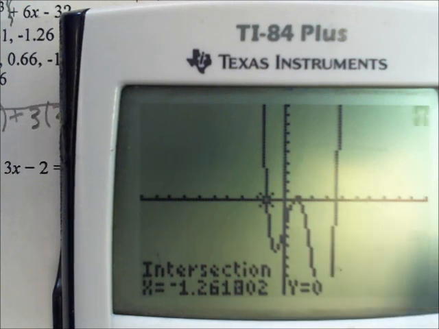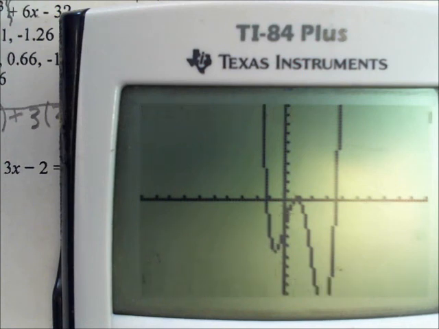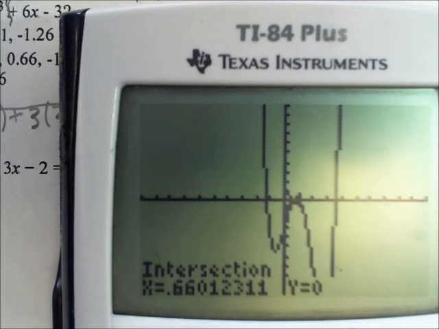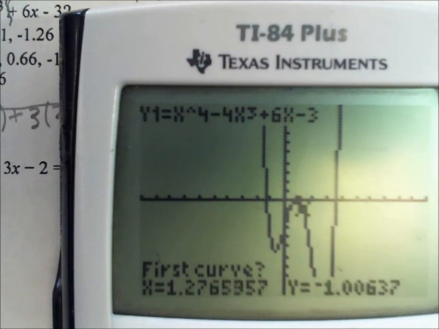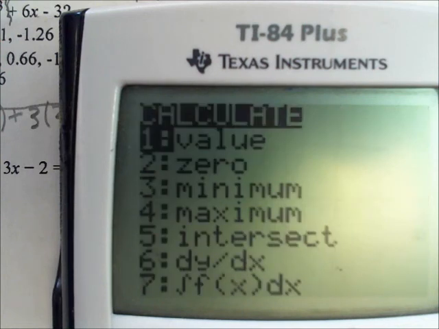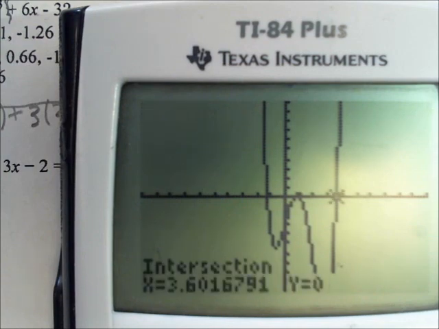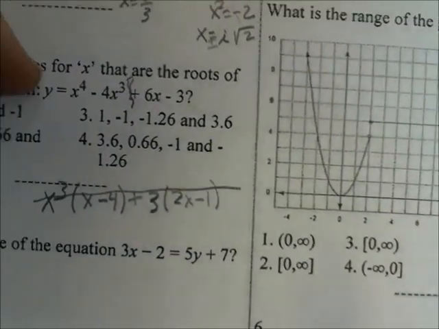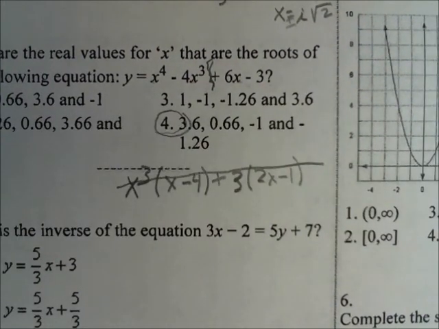Let's get the second one. Second calculate intersect. Let's move it over. And the second one is 0.66 positive. Second calculate intersection. Move the cursor over closer, and that would be equal to 1. And second calculate the intersection, and you've got 1 more to go. And the last one is 3.6. So it looks like option 4 would be the answer to this problem, if I remember those answers correctly. Number 2. Let's see, the answer is 2.